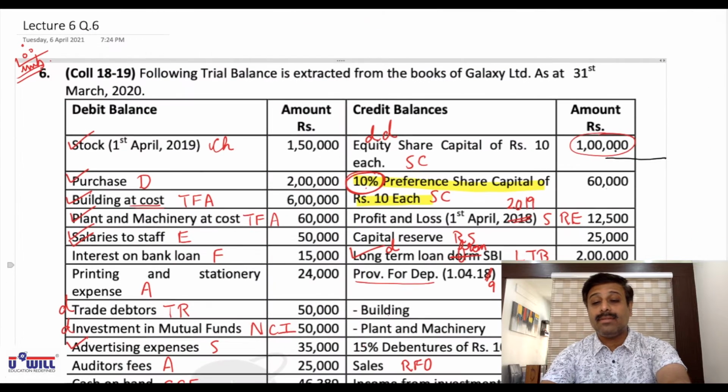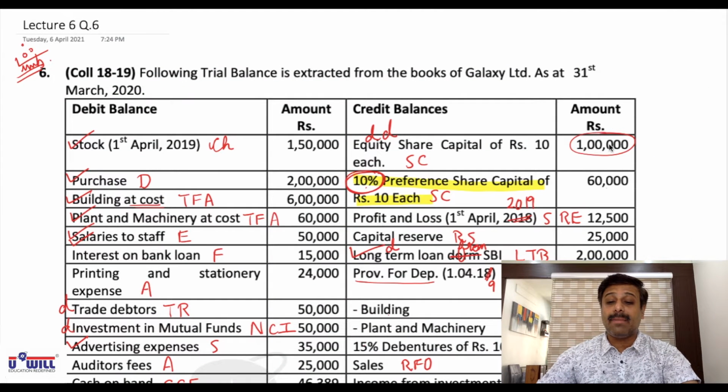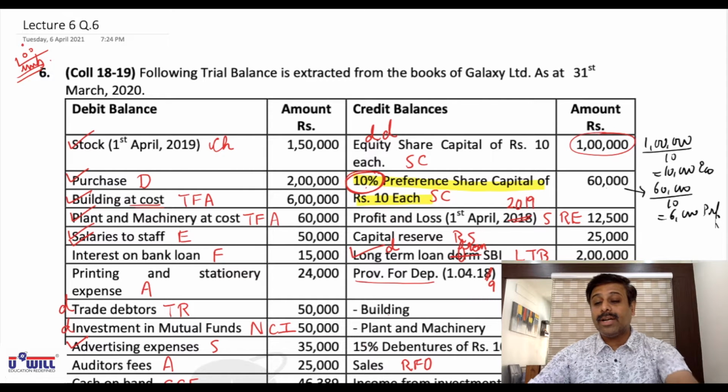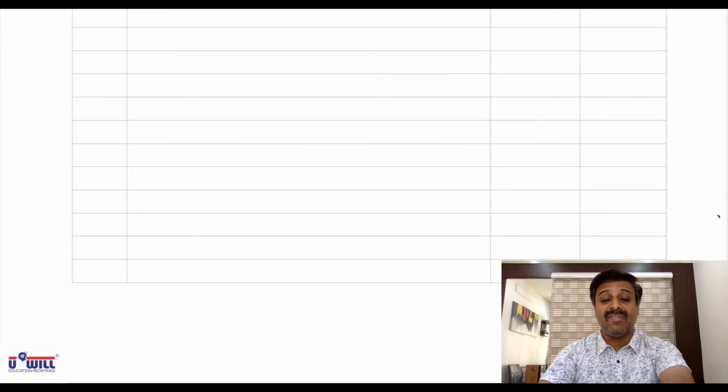Then we take up the issued, subscribed and paid up capital. Here in equity share capital, 1 lakh divided by 10 means there are 10,000 equity shares. And in the same way, 60,000 divided by 10 means there are 6,000 preference shares. So 10,000 equity shares and 6,000 preference shares.